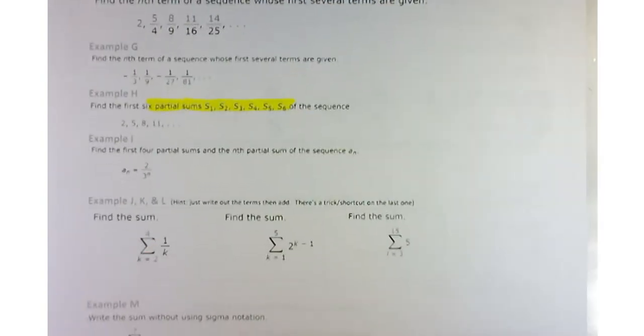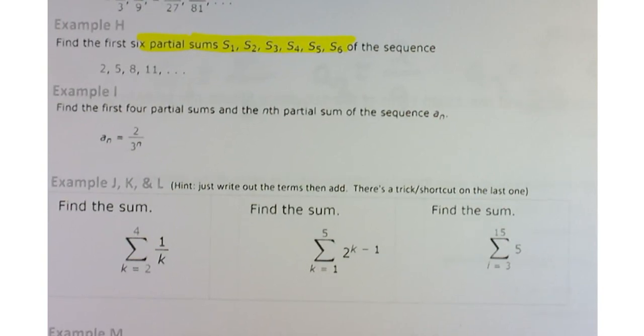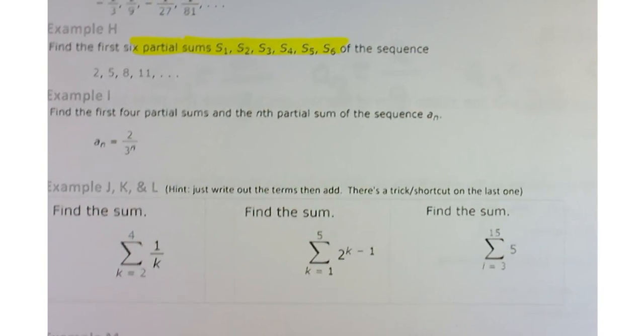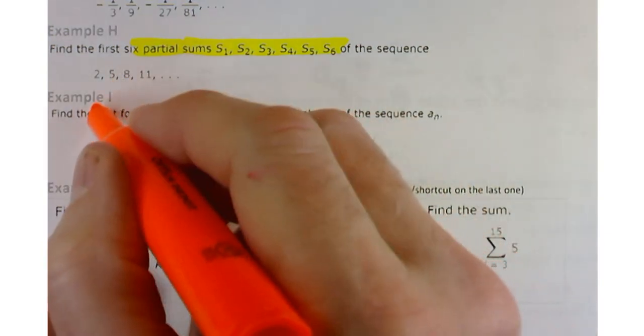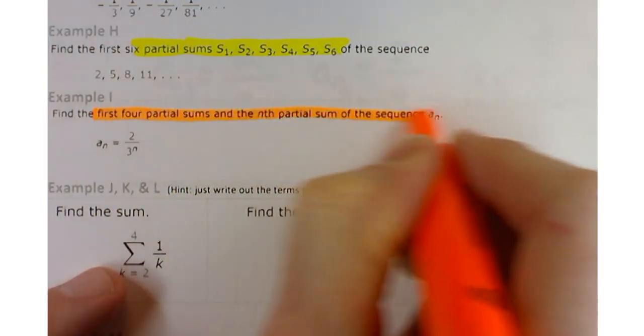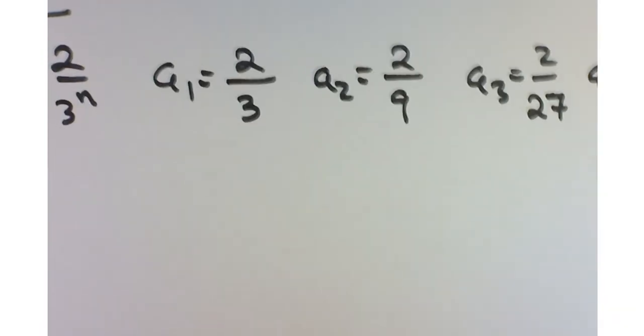If you look back here, how are we supposed to find a general formula for that? But let's find these numbers first. We're trying to find the first 4 partial sums and the nth partial sum of that sequence. So we'll figure out what that is in a minute.